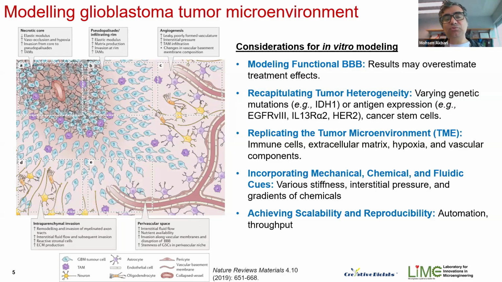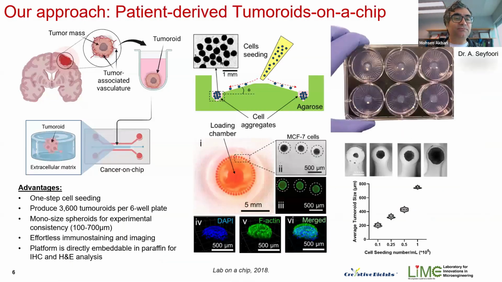And anything that you design has to be scalable and reproducible. Therefore, whatever technology is being developed has to be compatible with automation, perhaps robotic systems, and has to have a high throughput for analyzing multiple drug candidates.